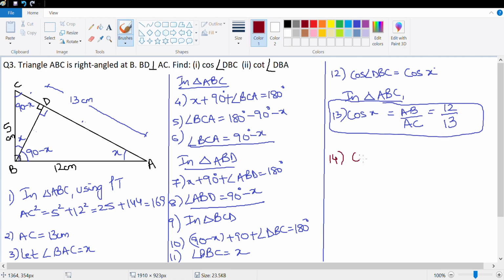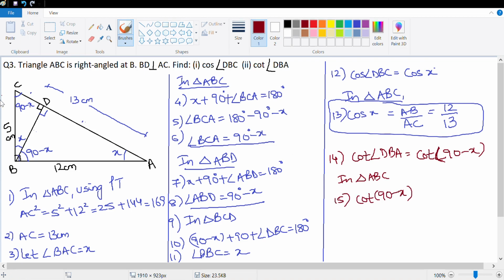Next we need to find this cot angle DBA, and cot angle DBA, which is this angle, is 90 degree minus X. So this is cot 90 minus X. Now in triangle ABC, cot of 90 minus X, which means my reference angle here is C, it would be equal to base, which is BC, upon perpendicular, which is AB. So this would be equal to 5 upon 12.